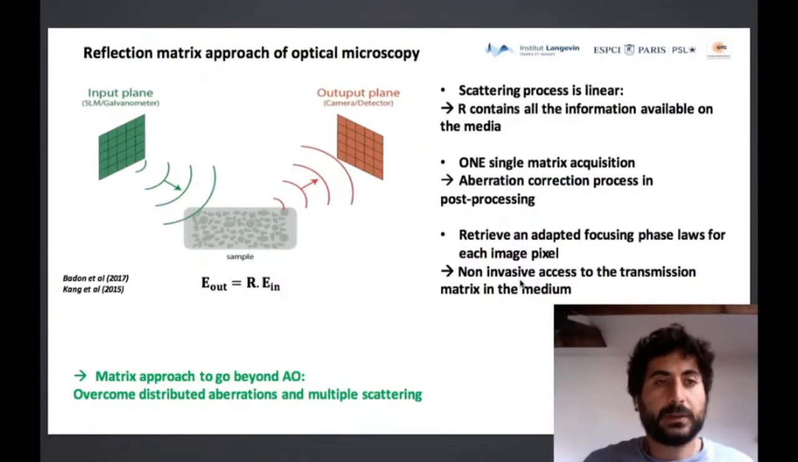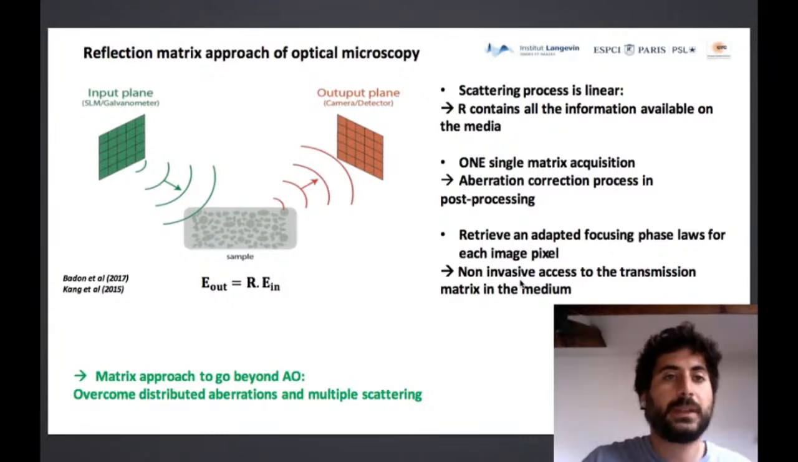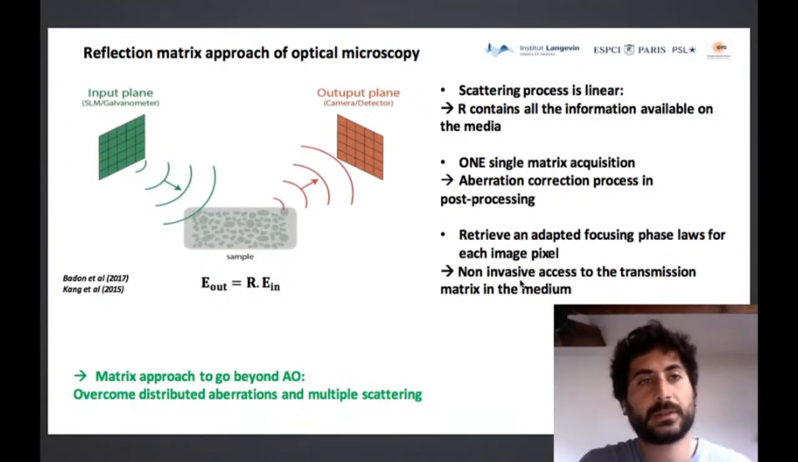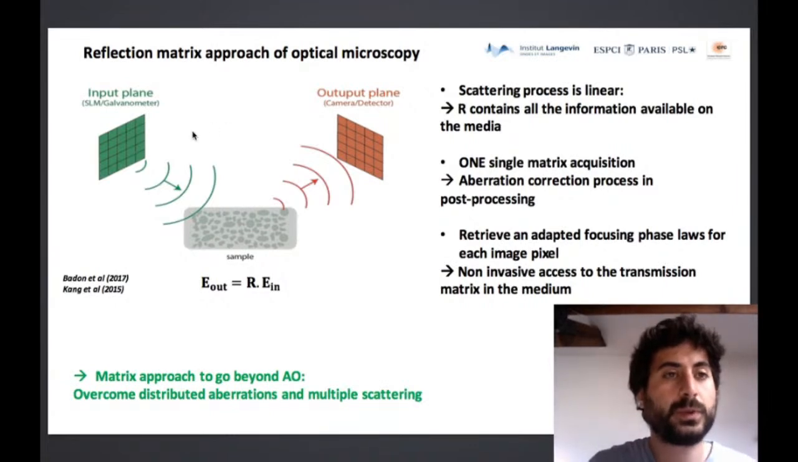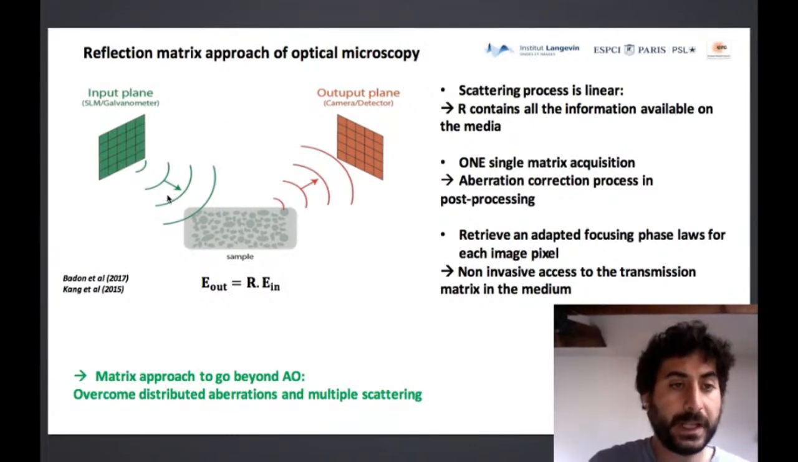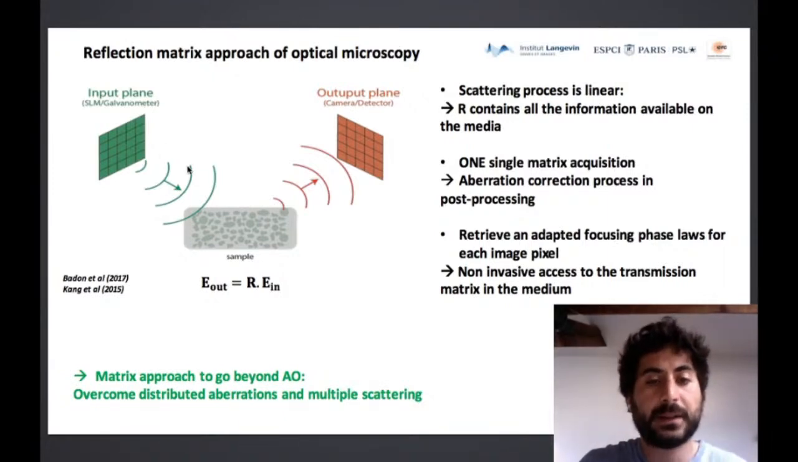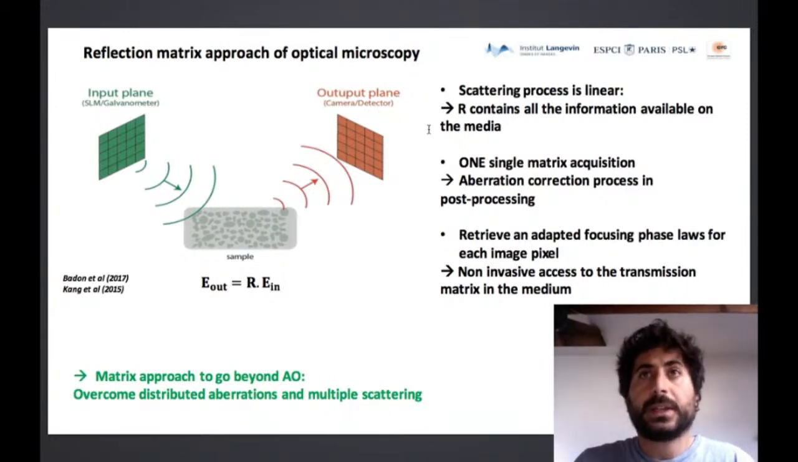To go beyond these standard adaptive optics techniques, we developed here at the Langevin Institute a new approach based on the linearity of the scattering process. This approach is called a matrix approach of microscopy. Here we first consider two planes and the sample: an input plane or emission plane, which can be a galvanometer or a SLM, and also an output plane or reception plane, which can be a camera. The idea is to measure the reflection matrix that contains all the impulse responses between all the pixels of these two planes.